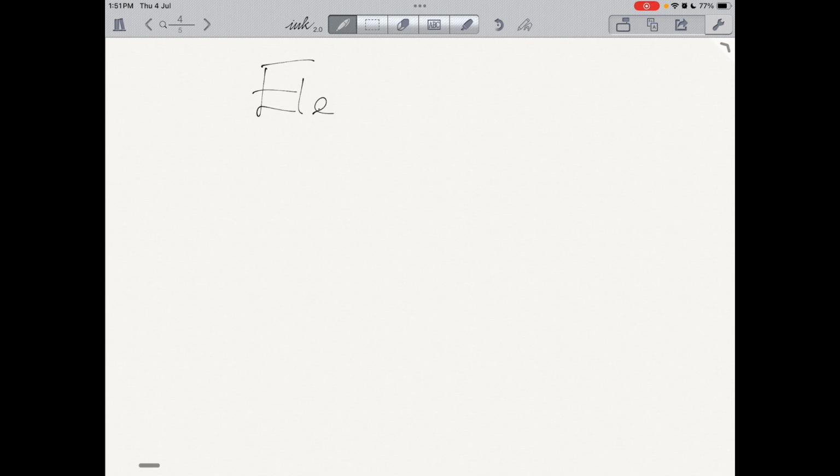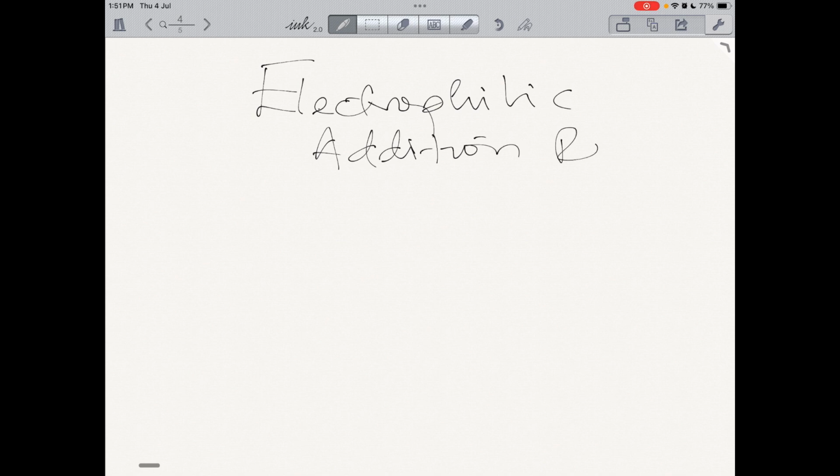This is about electrophilic addition reaction. Okay, electrophilic addition reaction. So, first of all, we must know that it's an addition reaction.